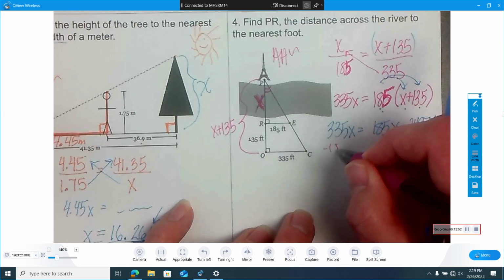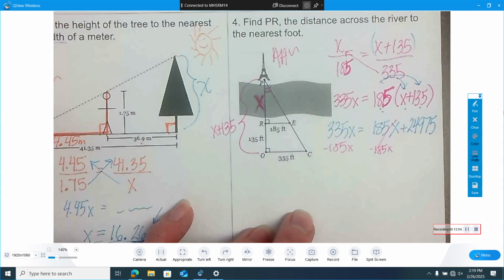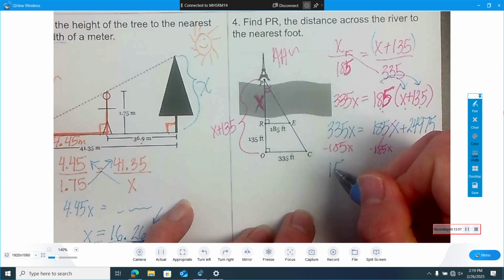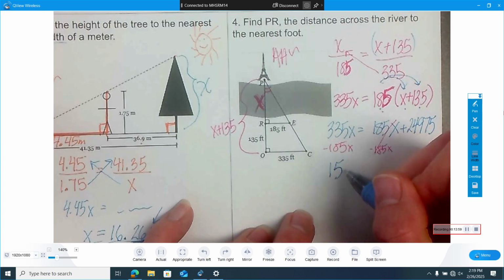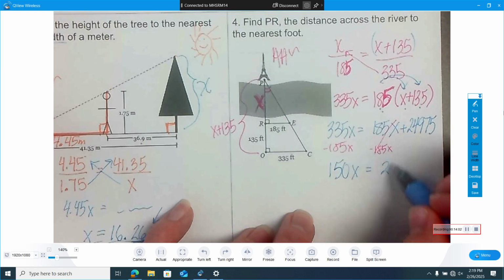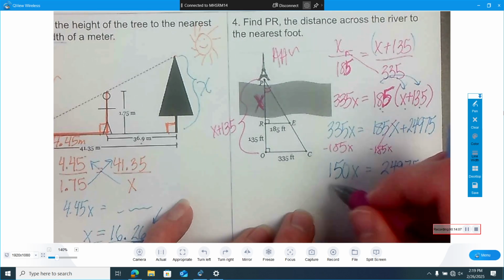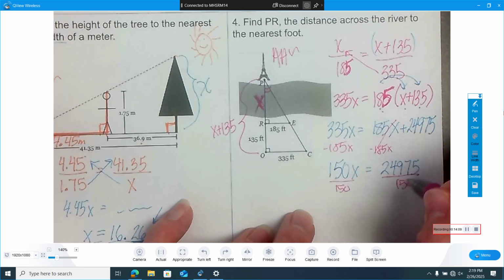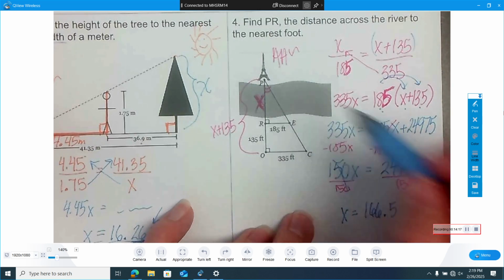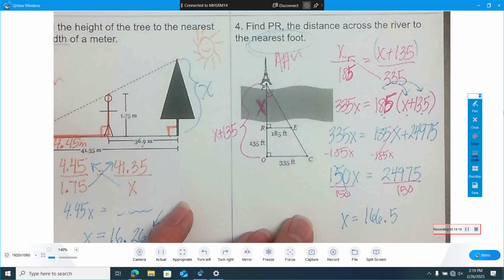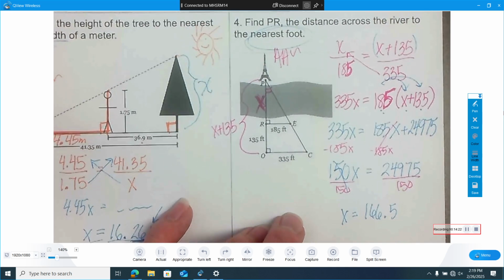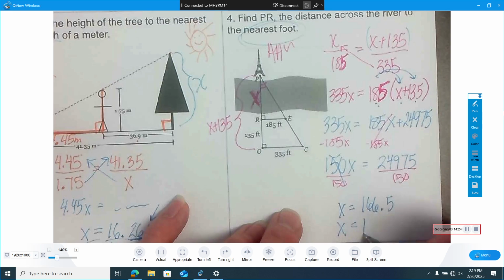And then we need to subtract 185x, which gives 150x equals 24,975. And then we need to divide both sides by 150. We get x equals 166.5. But they want us to round to the nearest whole foot, which would be what? 167. 167 feet, whole feet, no decimals.